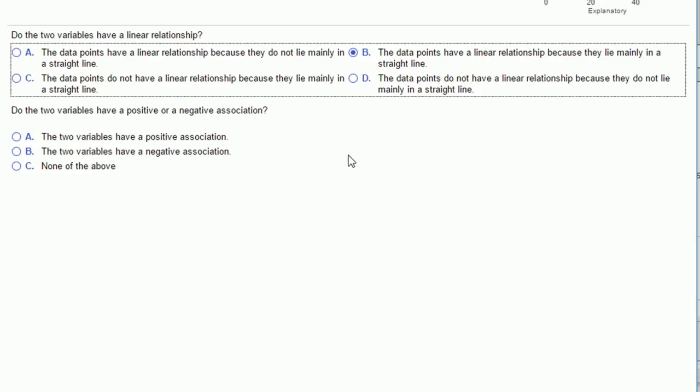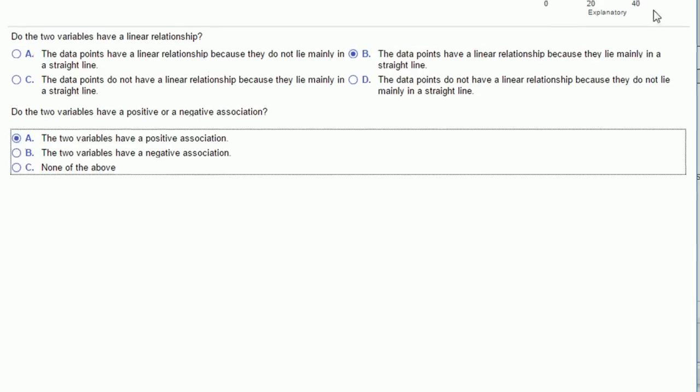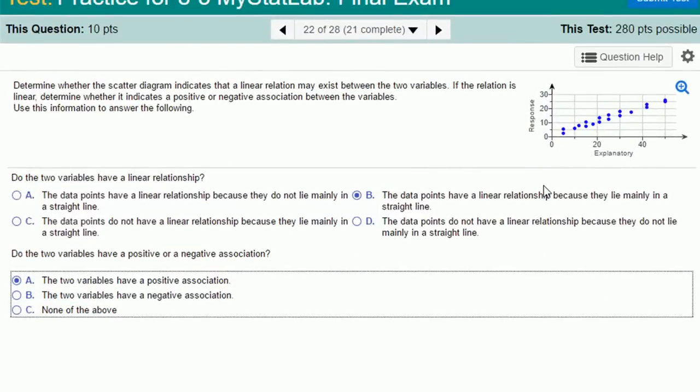That's true. Do the two variables have a positive or negative association? They have a positive association because it slopes upwards. As x increases, y increases. That's a positive association.